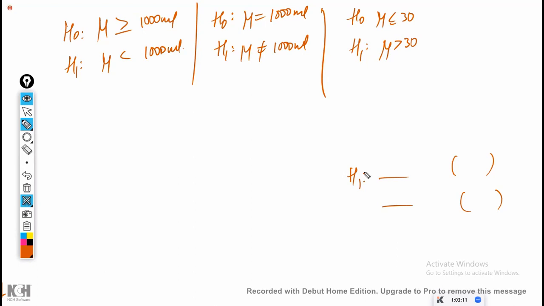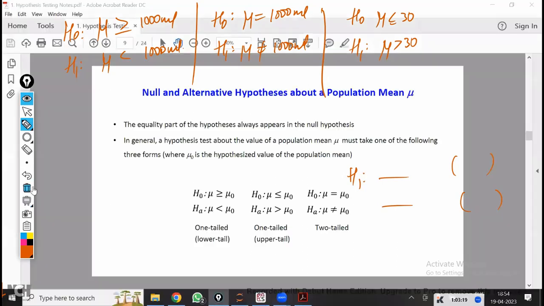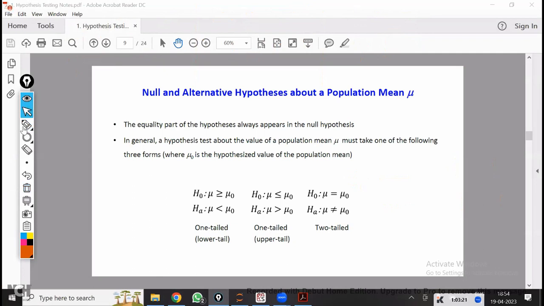No need to get confused. That idea of action and no action will help us understand the entire subject easily. Is that clear? So if you have greater than or equal to and less than symbol in the research hypothesis, then it is called a lower tail test, or it is also called a left tail test.